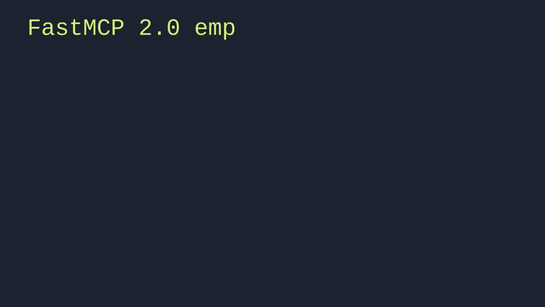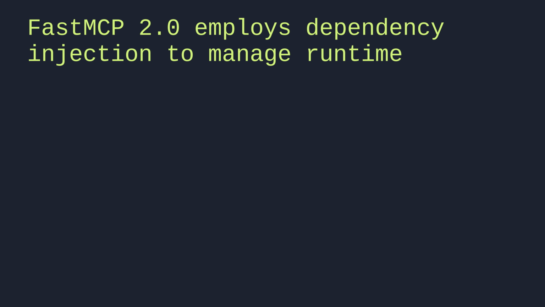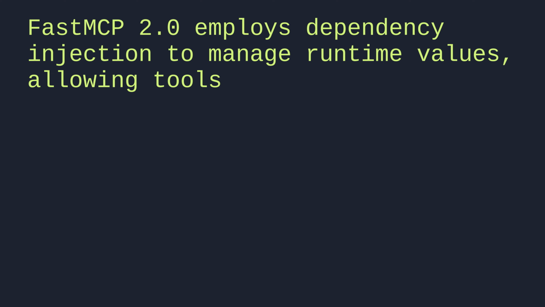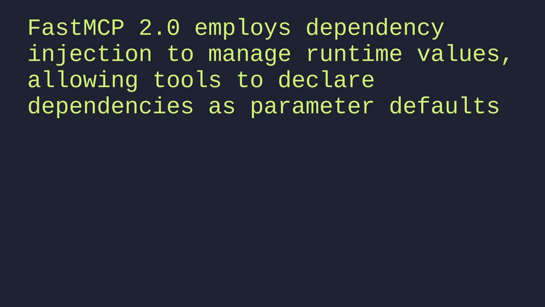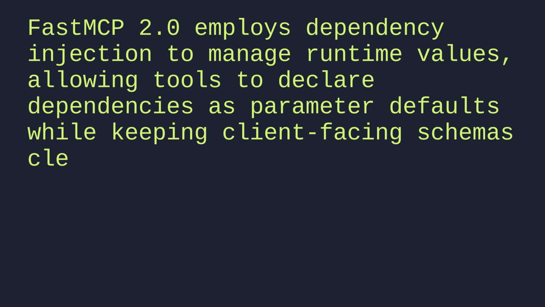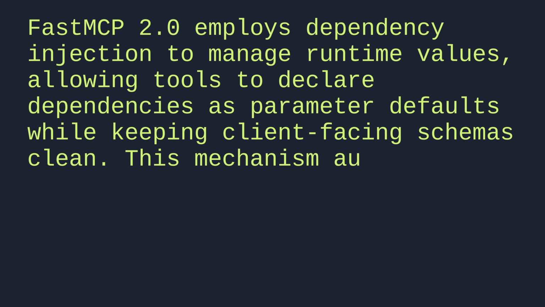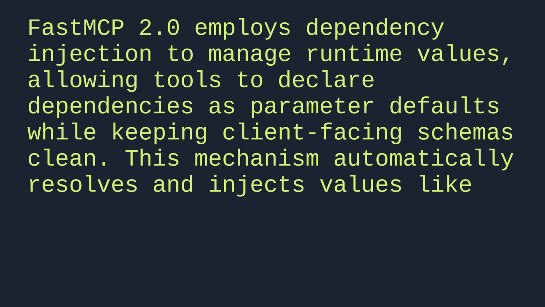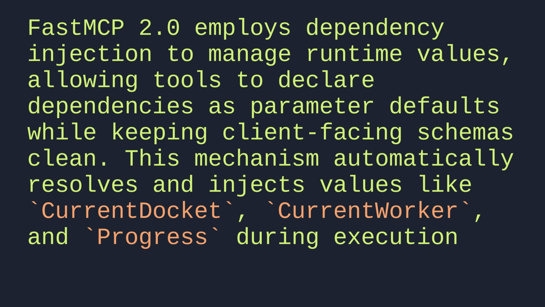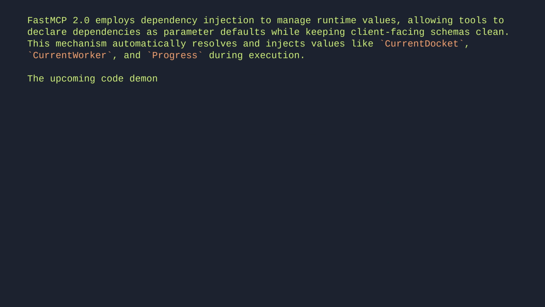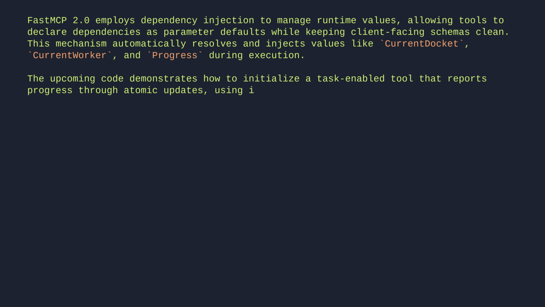FastMCP 2 employs dependency injection to manage runtime values, allowing tools to declare dependencies as parameter defaults while keeping client-facing schemas clean. This mechanism automatically resolves and injects values like CurrentDocket, CurrentWorker, and progress during execution. The upcoming code demonstrates how to initialize a task-enabled tool that reports progress through atomic updates, using injected dependencies to track completion state without exposing internal mechanics to clients.